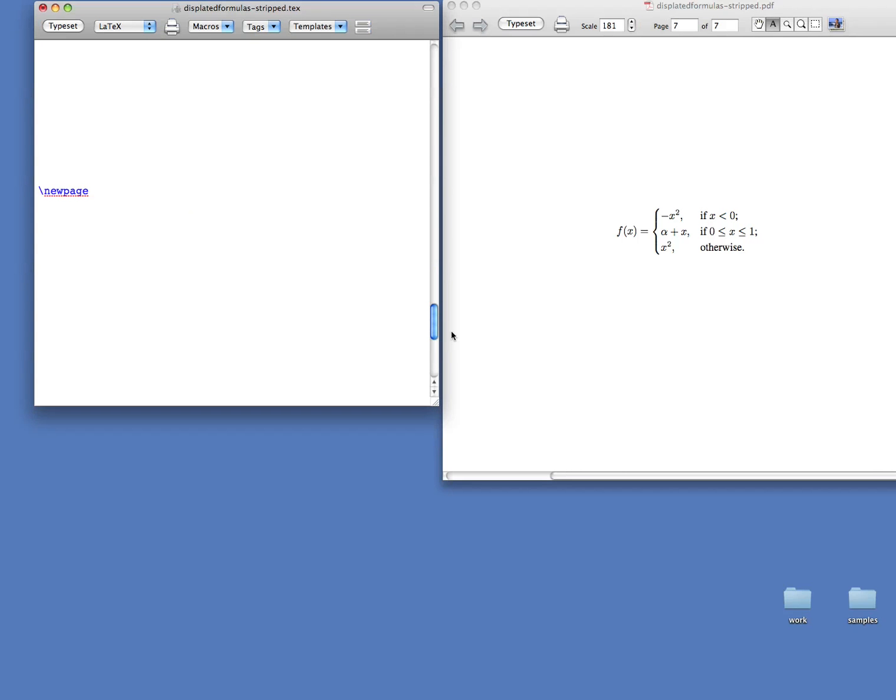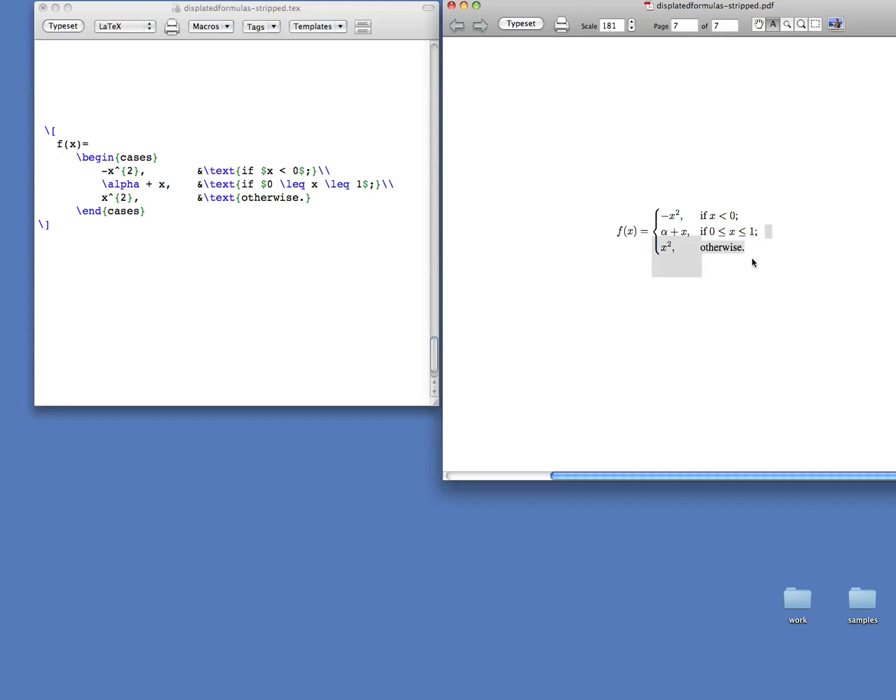Finally, I would like to tell you about the cases environment. And here is an example. Typical example is the definition of a function f(x) equals. I just wrote f(x) equals. And then this construct is a cases construct. It's coded as follows: begin cases, end cases.